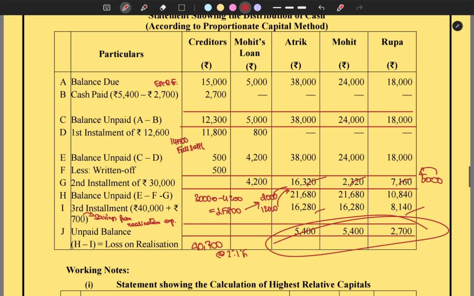Very simple problem. The logic is very simple. We have to pay the partners who have brought more capital into the business, and otherwise everything is the same. So we can easily score 14 marks out of this problem. Thank you.